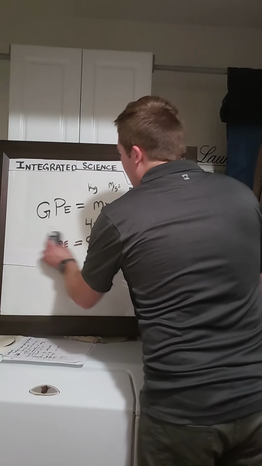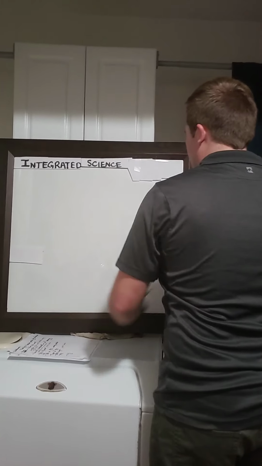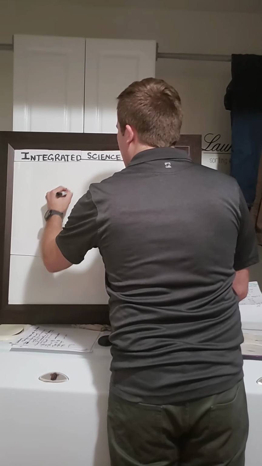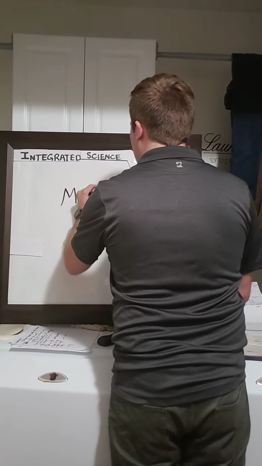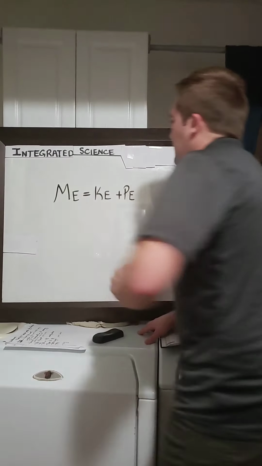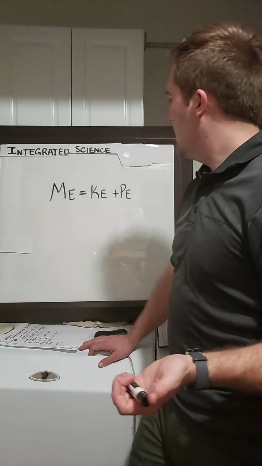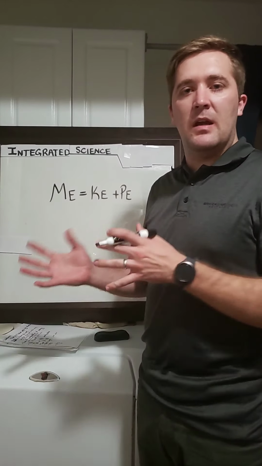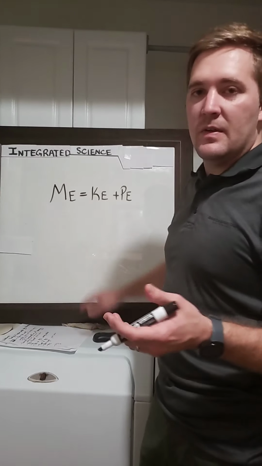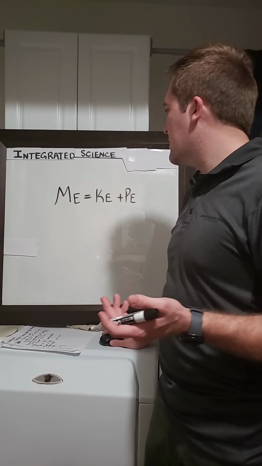So let's see here. Gravitational potential energy. Now we can tie the two together. We're going to tie kinetic energy and potential energy together with mechanical energy. I'll give you some different examples, but mechanical energy, when you have a near perfect system, okay, a system is when things are transferring energy from one to another. When you have a near perfect system, then you can use kinetic energy plus potential energy equals mechanical energy.